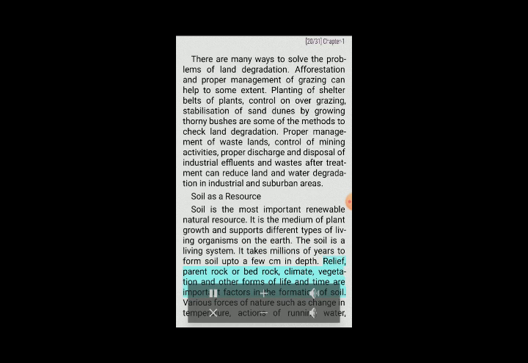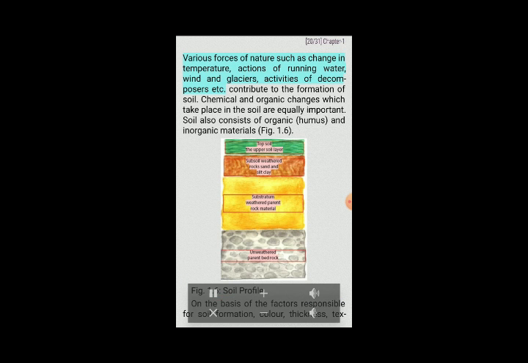Relief, parent rock or bedrock, climate, vegetation and other forms of life and time are important factors in the formation of soil. Various forces of nature such as change in temperature, actions of running water, wind and glaciers, activities of decomposers etc. contribute to the formation of soil. Chemical and organic changes which take place in the soil are equally important. Soil also consists of organic, humus, and inorganic materials. Fig. 1.6. Soil profile.